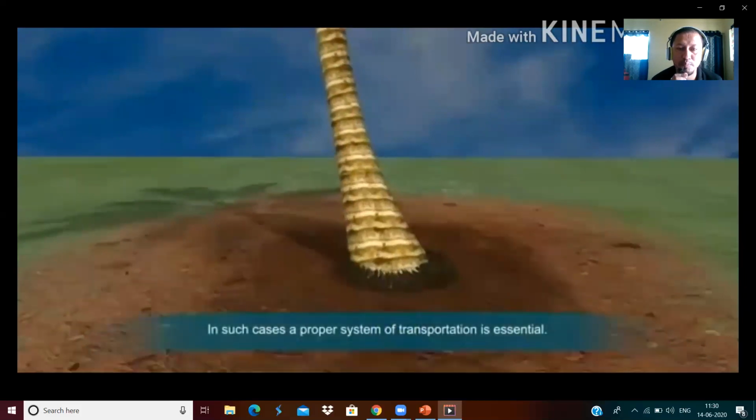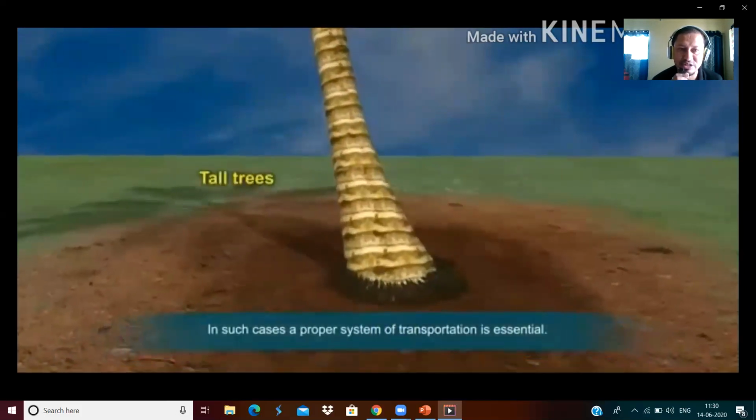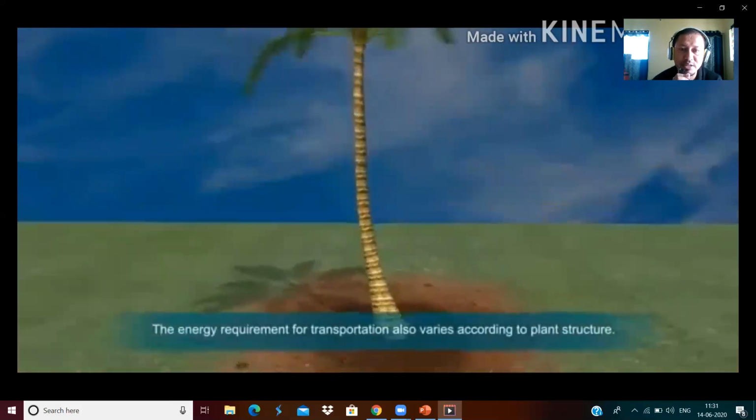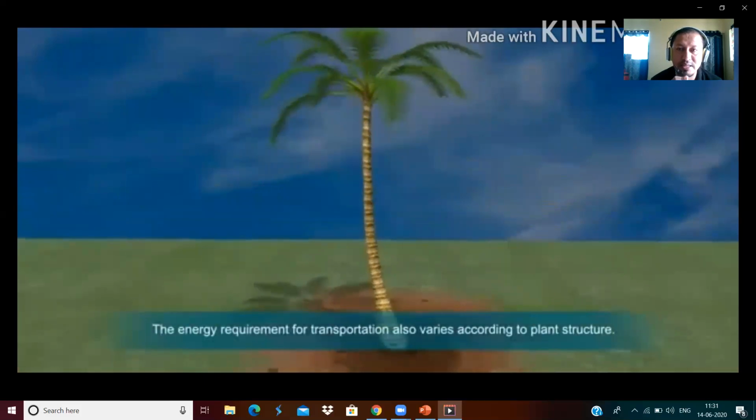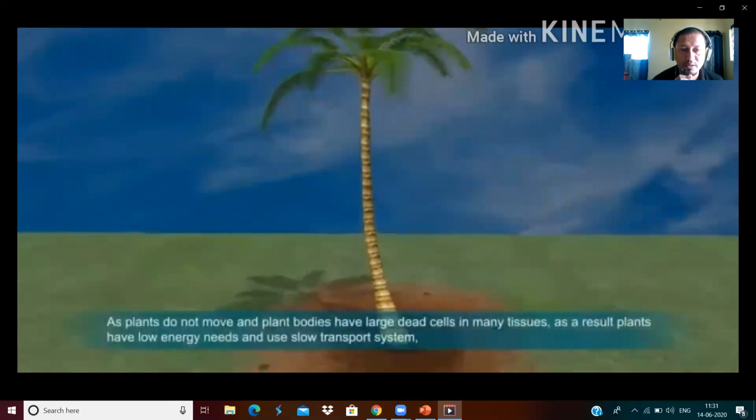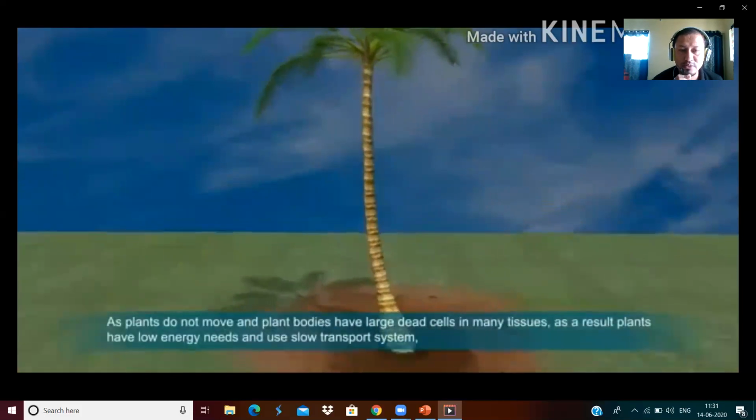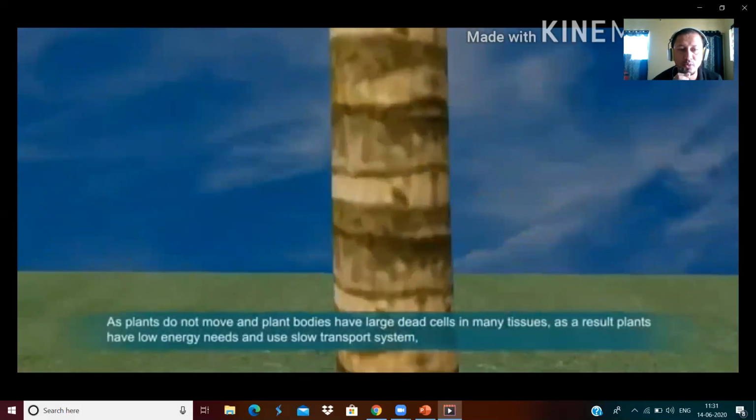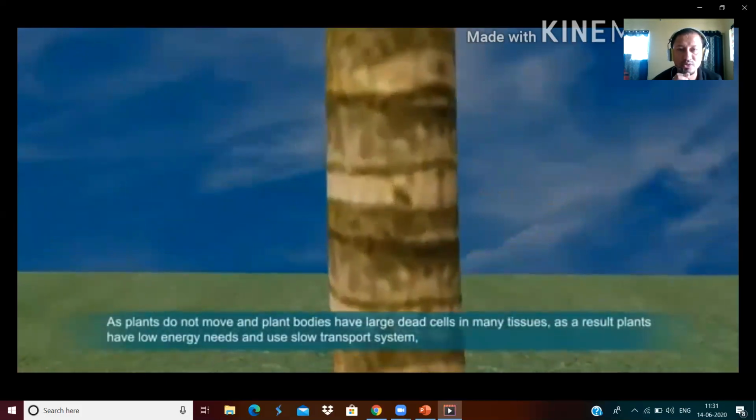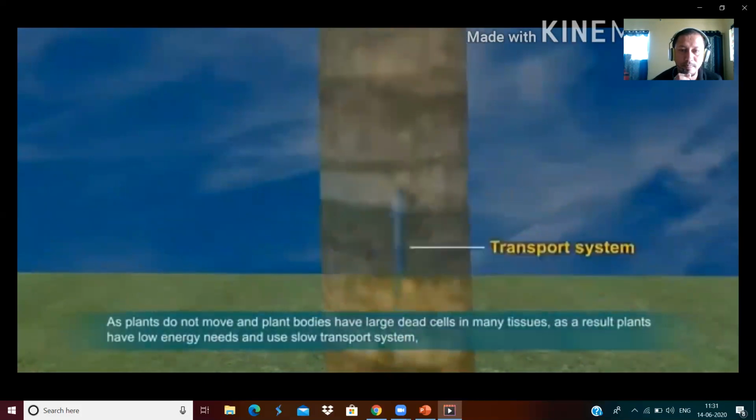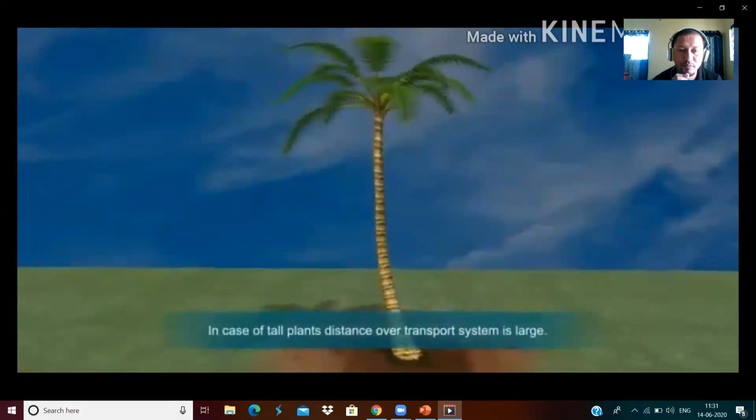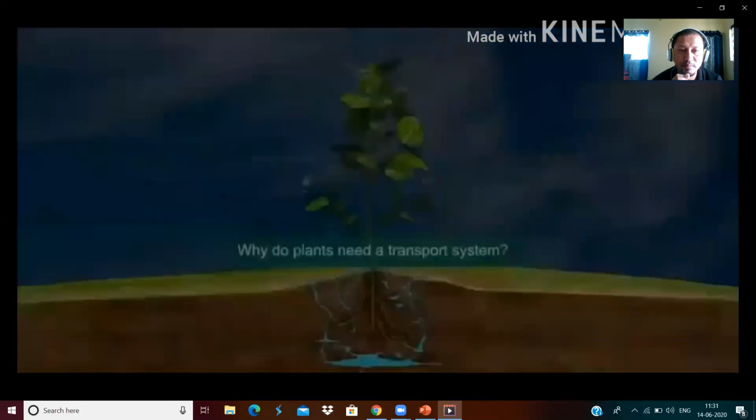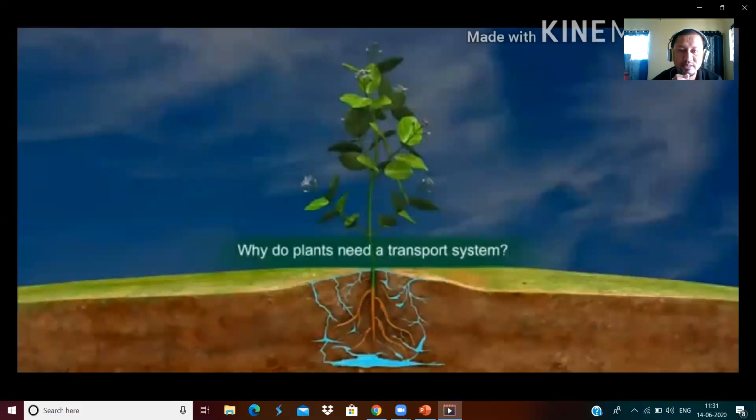In such cases, a proper system of transportation is essential in tall trees. Now, how does this happen in trees, which have a different plant structure? As you know, plants cannot move, and the plant body has a large number of dead cells in the tissues, which results in a low energy need and also uses a slow transport system. So here we are talking about large, tall plants. Why do plants need a transport system?